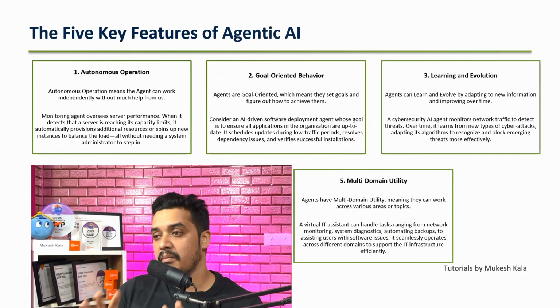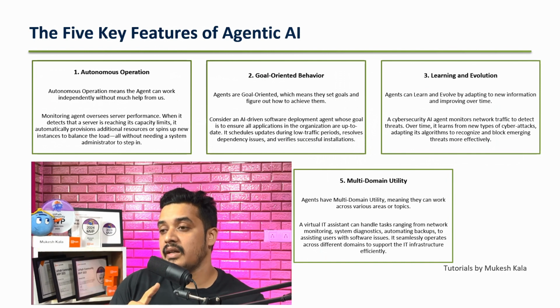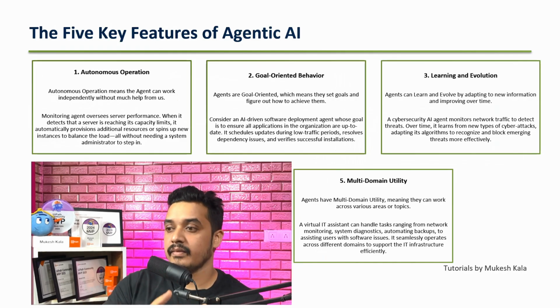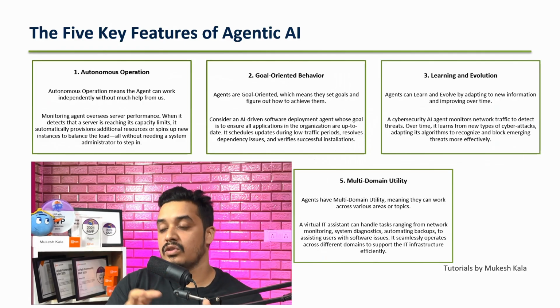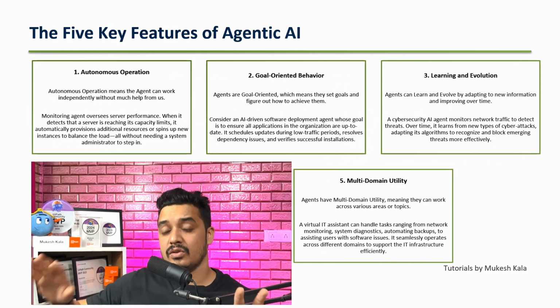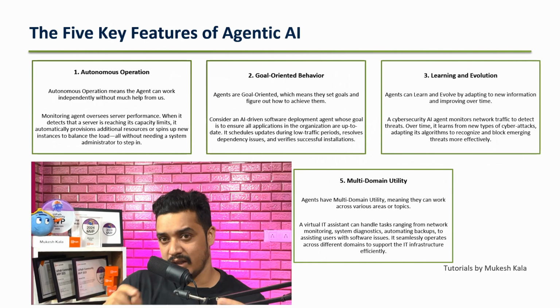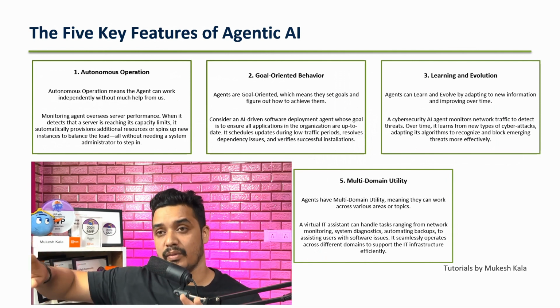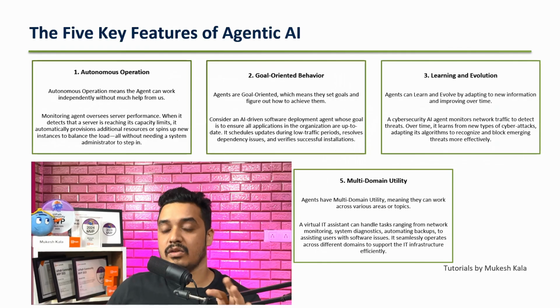And the last one is multi-domain utility, which simply means that agents can work on various topics and areas. Simple example, a virtual IT assistant can handle tasks ranging from network monitoring, system diagnostics, automating backups, to assisting users with software issues. It seamlessly operates across different domains and makes sure that the IT infrastructure is working effectively, right? So it's not that one agent can do only one task, it can work with multi-domain utility. So these are the five characteristics of an agent.